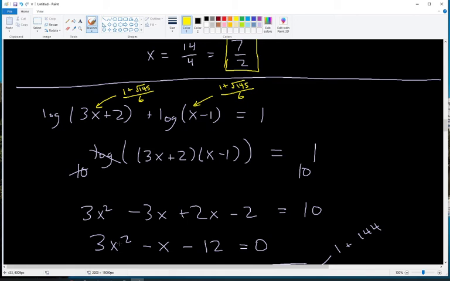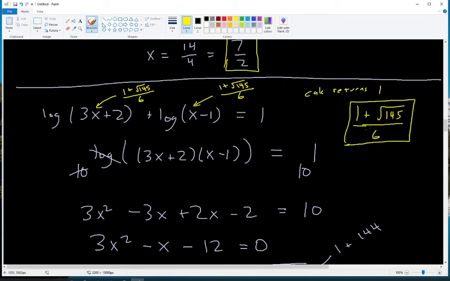So when I plug that in, the calculator returns 1, which is what it's supposed to equal. So 1 plus square root of 145 over 6, that one works out good. That's one solution. So this one checks out.